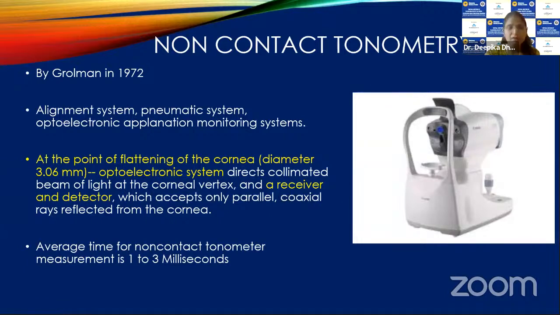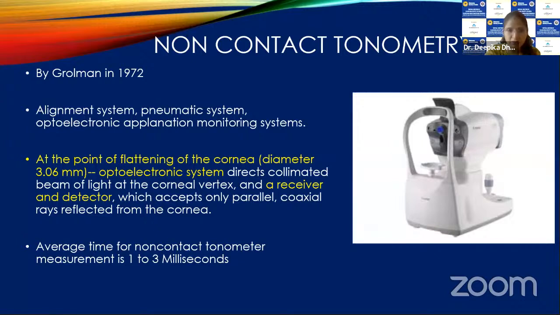Pneumatic system. By pressing the button, the pneumatic system activates and the air column is forced over the cornea. At the point of flattening, the optoelectronic system directs a collimated beam of light at the corneal vertex, and a receiver and a detector receive the beam.